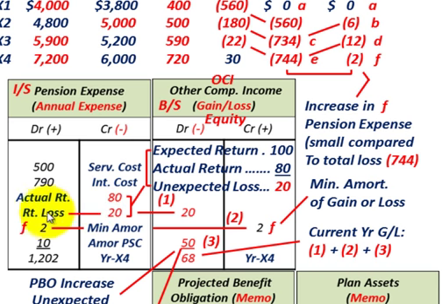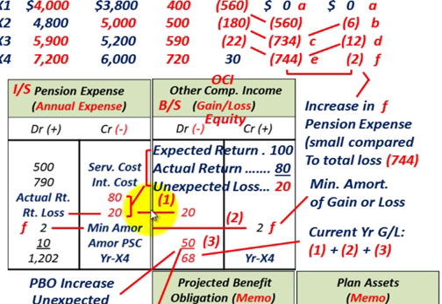So our return loss, we credit by $20,000, but the debit amount goes to the other comprehensive income, the gain or loss. You debit or reduce your other comprehensive income by $20,000. So the key here is when you see this unexpected loss, you're going to reduce your other comprehensive income with a debit amount, and the balancing amount goes to a credit in your pension expense, or a reduction in your pension expense.